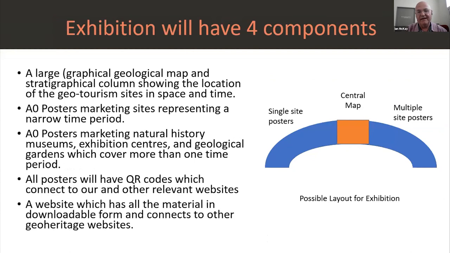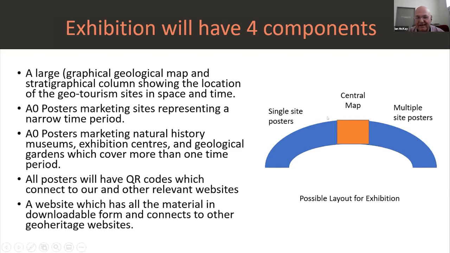All right, now I'm going to talk about the geotourism exhibition. If you just look at the picture there, the way we think it's going to work is that it's going to be laid out in an arc or a horseshoe. In the center, there's going to be a central map, a big map, about 3.2 meters by 2 meters. It's going to be a geological map, and it's going to show off the various localities, the geotourism sites that we have chosen to promote.